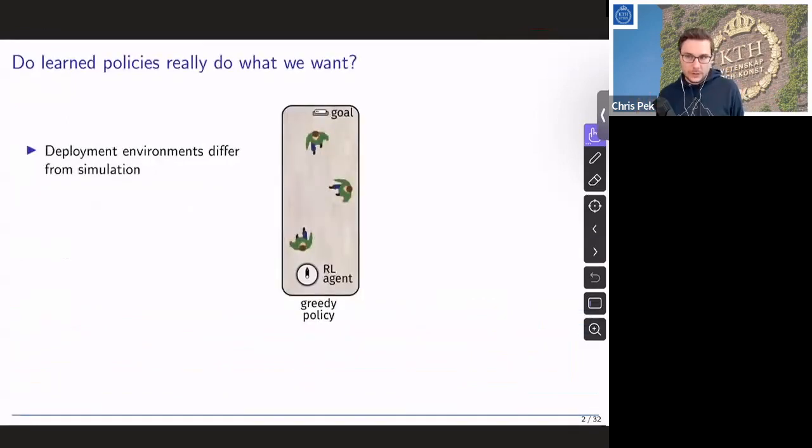So when we learn a policy, does this learned policy really do what we want? Usually when we train a policy, you've seen that so far, we train it in a simulation environment. And when we deploy that policy into the real environment, so the deployment environment, this deployment environment usually differs from the simulation. It can be slight changes or even large changes, which is often called in literature the sim to real gap. So we can train a policy, for instance, for this vacuum robot cleaner, it needs to go to its charging station. So we have the goal of the robot to go to the charging station.